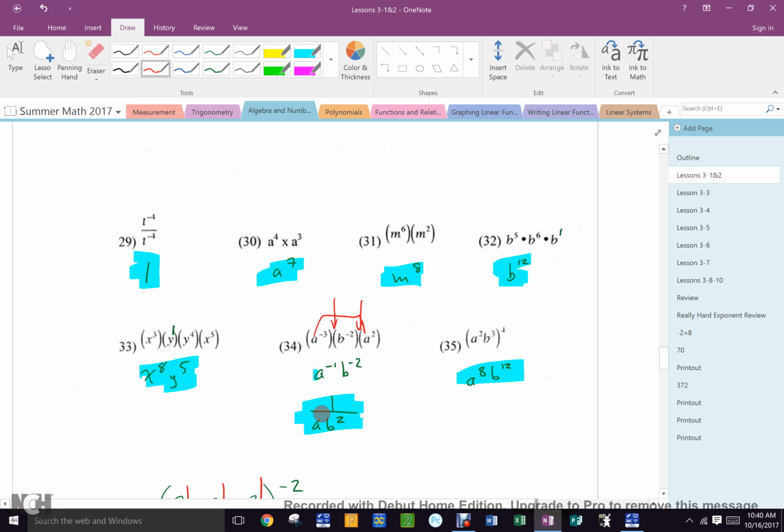Now, remember, of course, we don't write a to the 1. 1 is always implied. Yes? Now, if you handed this to me on a test with the 1 there, do I take away marks from you? Do you think? No, but I write a little note. Remember, we don't. I would write that on the test.